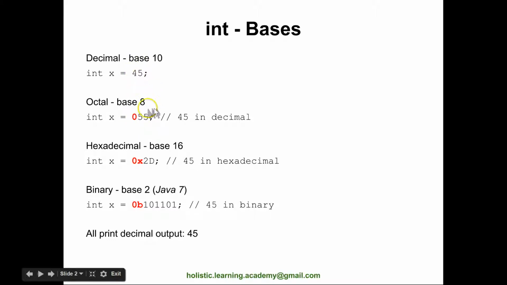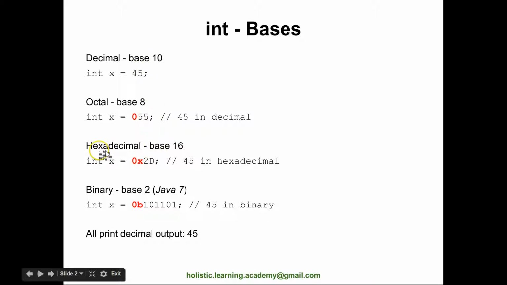Now how does that work? If you remember from your school math lessons, you need to take 5 multiplied by 8 power 0, which is 1, so you get 5, and then to that you need to add 5 into 8, which is 40. So 40 plus 5 becomes 45.